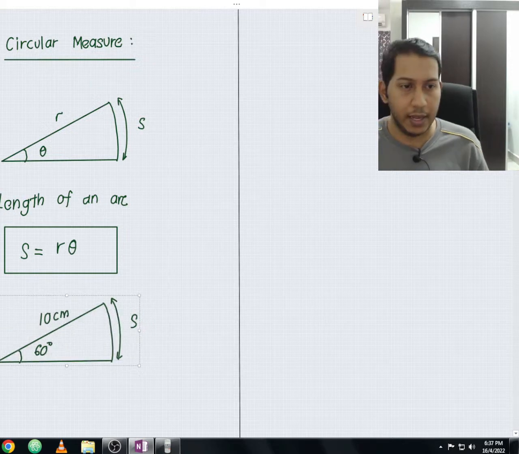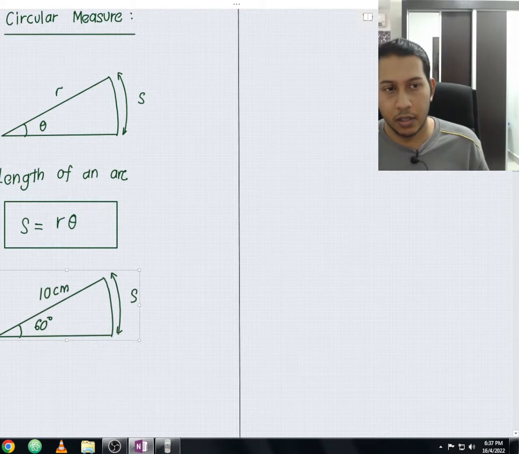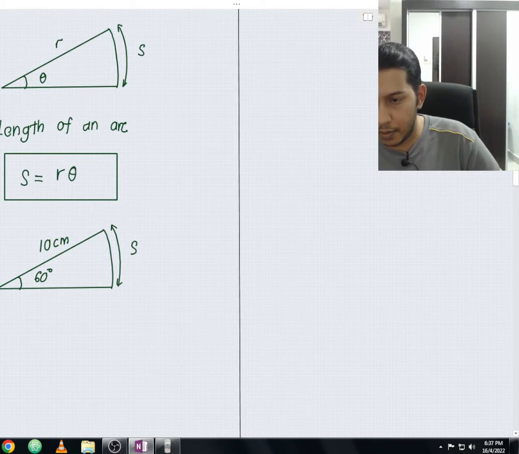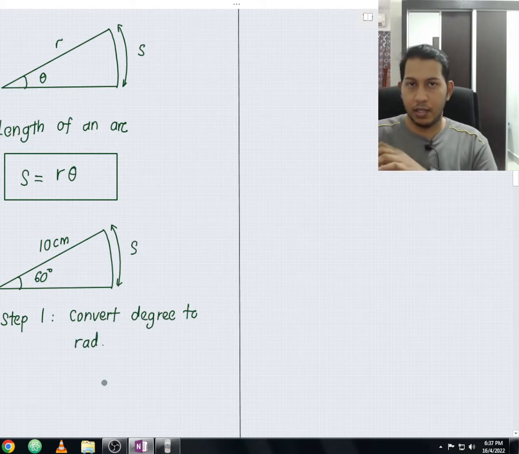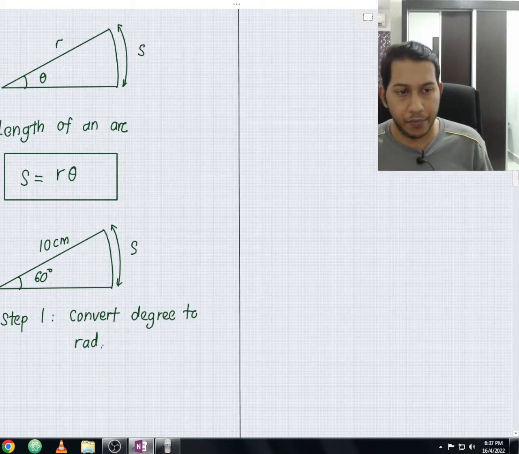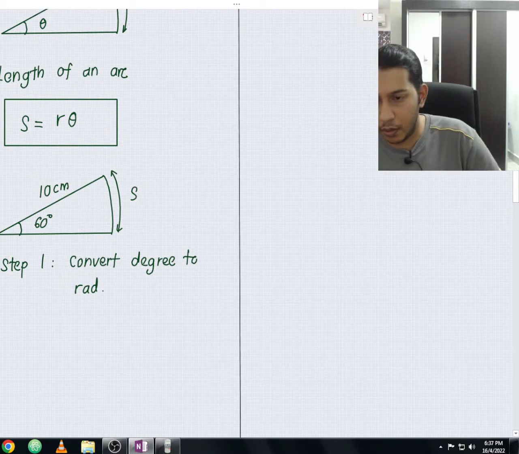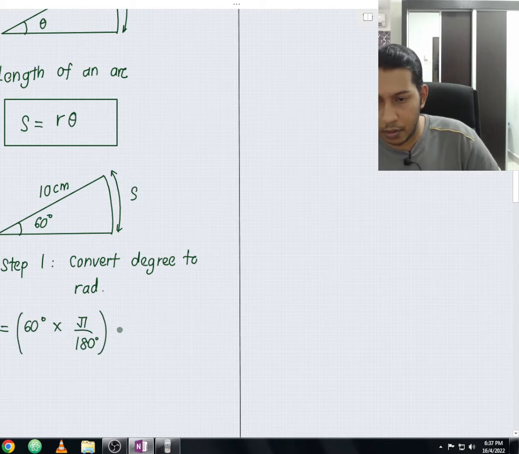So step one, let's say you come across this type of case. Step one: convert degree to radian. This is the important step, guys. So let us convert it. From here, 60 degree times pi over 180 degree, in a bracket, radian.